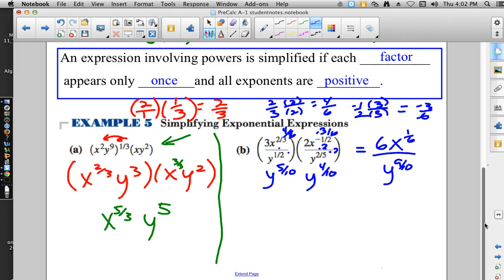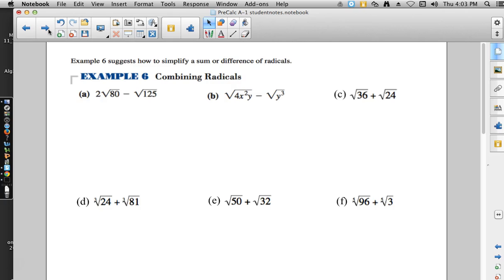So it's not the prettiest thing we've ever looked at here, but it's 6x to the 1/6 over y to the 9/10. I'm going to clean that up a little bit so you can see it a little bit easier. And the problem came with fraction powers all over the place, so it is perfectly fine for us to leave our answer with fraction powers. Again, you look at the problem to see how did this problem start, and think, how can I give them the simplified, the best answer in the end that is just like that.